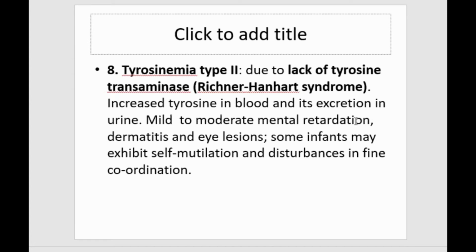Mild to moderate mental retardation, dermatitis, and eye lesions. Some infants may exhibit self-mutilation, self-destruction. They bite themselves.